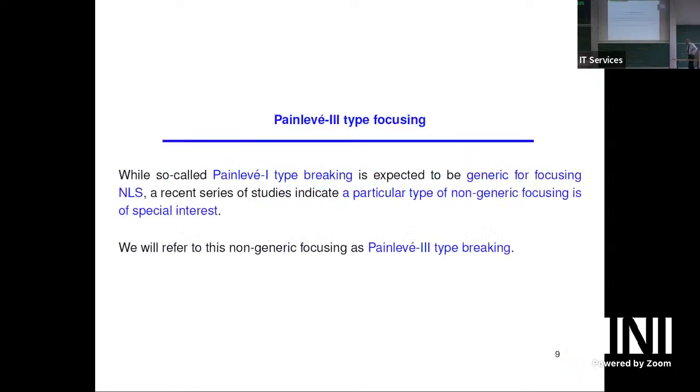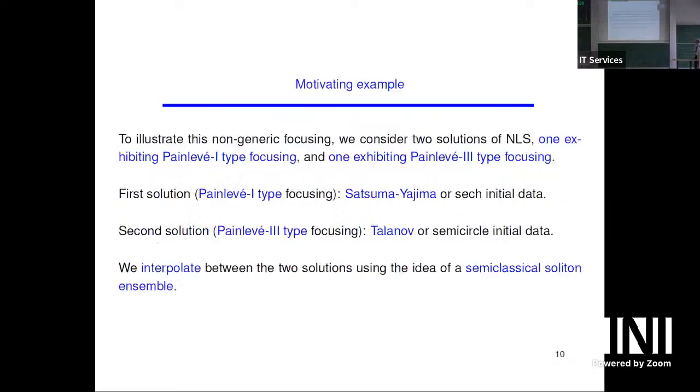For shorthand, I'm going to refer to these two types of focusing. The generic type I'm going to refer to as Painlevé-I type breaking. That's where we get this opening wedge of little bumps. I'm going to compare that to what I'll call Painlevé-III type breaking, because of a different equation that shows up in the description. Even though Painlevé-I is expected to be generic, we've got a particular type that we're going to focus on. All right, so let's look at a particular example.